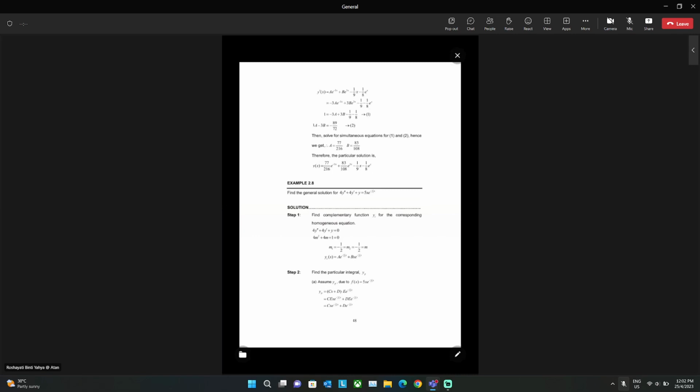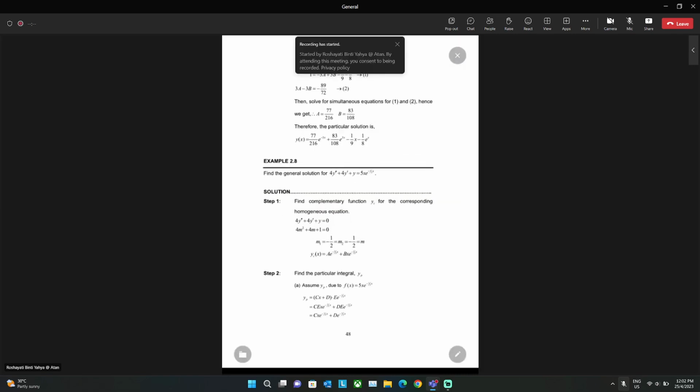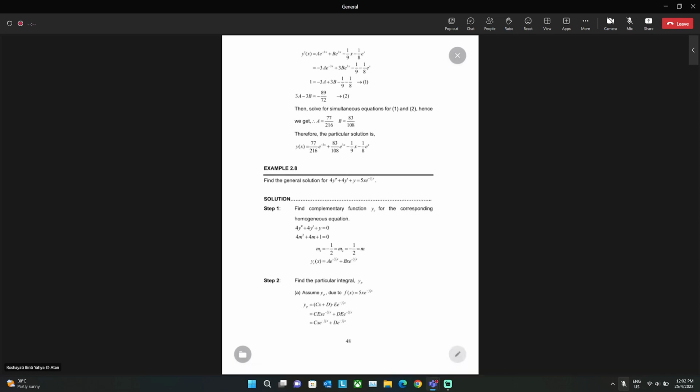Now we look at example 2.8. Still use the same technique, undetermined coefficient, but if you look at the question, find the general solution for 4y double prime plus 4y prime plus y equal to 5x exponential negative half x. This is non-homogeneous, linear.